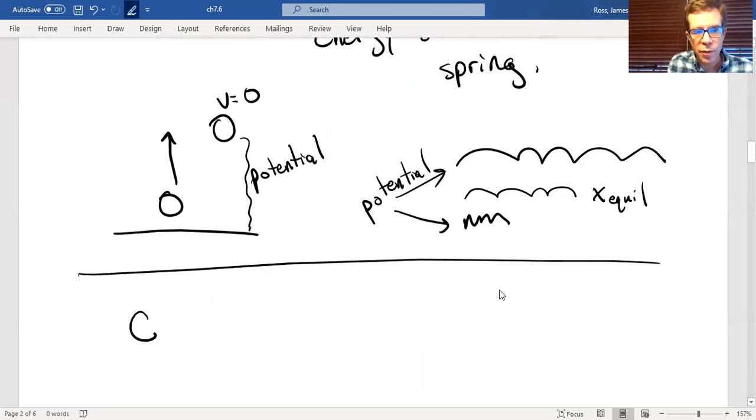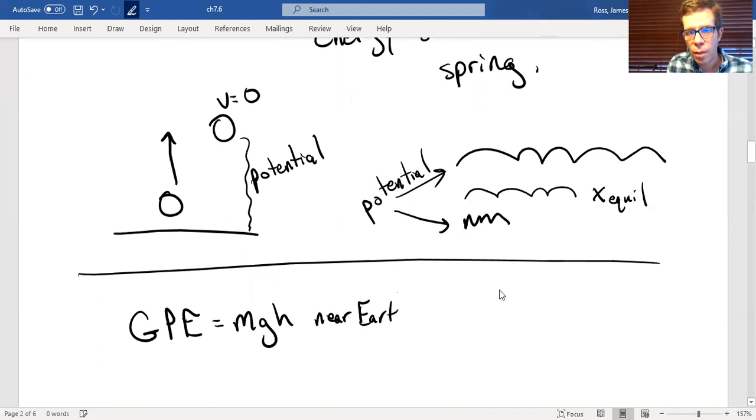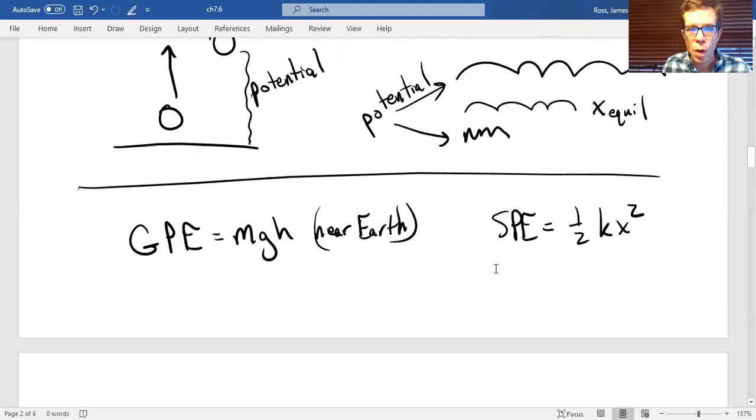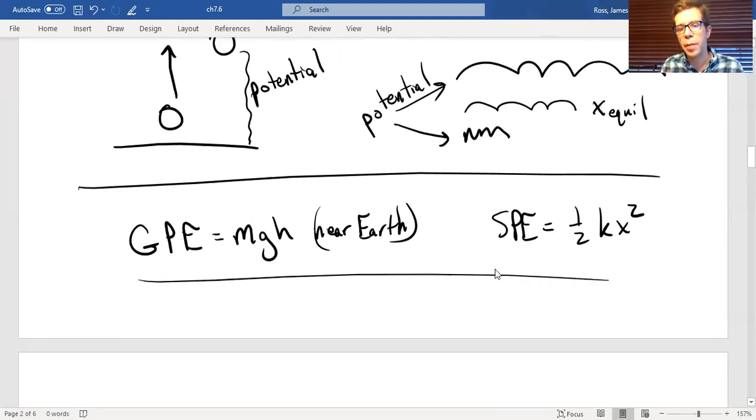So to sum up, we have gravitational potential energy is mgh near Earth. Right, that's our uniform field approximation. And the spring potential energy is 1/2 kx squared, where x is the displacement from the equilibrium position. We're going to talk more about how we classify the forces involved and how that relates to using a potential energy in another section.